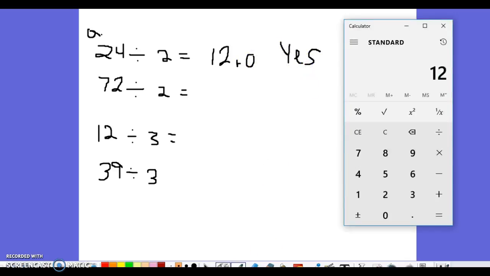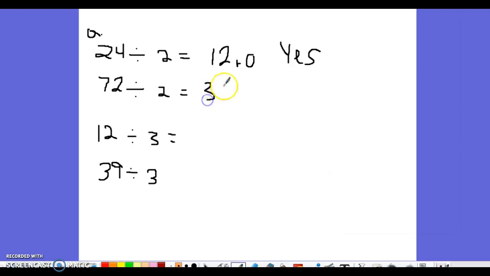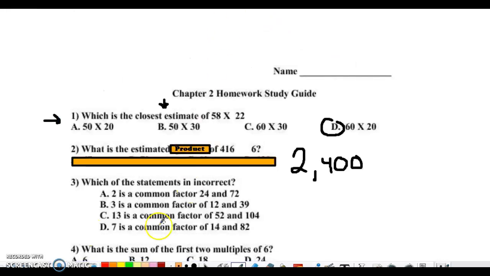The same can be said for 72. As I take 72 and I divide it by 2, I get an exact whole number of 36 without a remainder. And the only time that you can say that 2 is a common factor of both of these numbers is if both of them come out as exact whole numbers. So in this case, the answer is yes. 2 is a common factor of both 24 and 72. So A is not the correct response because we are actually looking for the incorrect answer. Just to make the quiz a little bit harder.